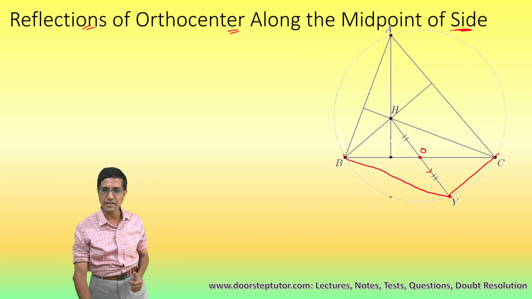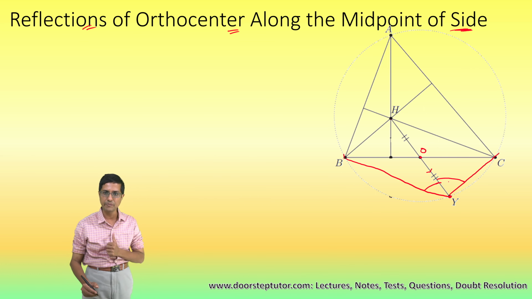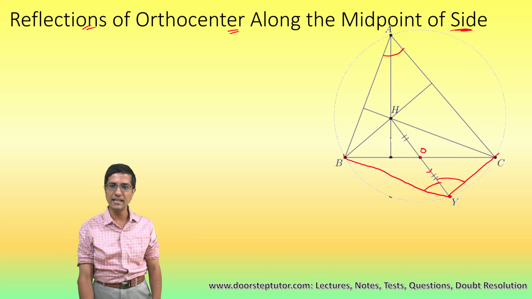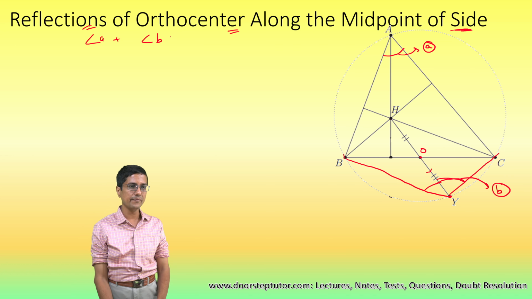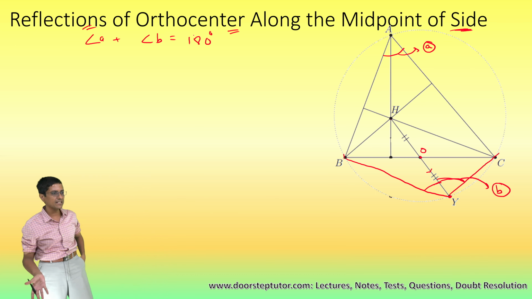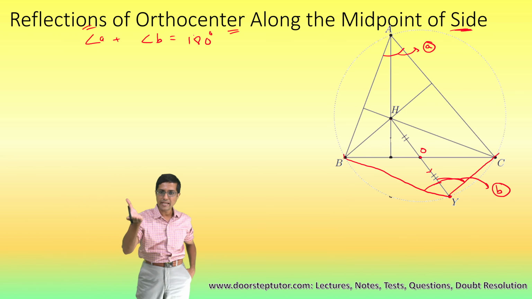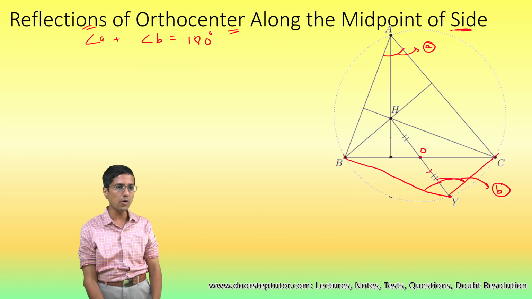Now, a quadrilateral is cyclic if and only if the sum of opposite angles is equal to 180 degrees. So which means that this angle, which I am calling angle A, and this entire angle, which I am calling angle B, this angle A plus angle B should be equal to 180 degrees. So if I prove this, I prove that the quadrilateral is cyclic, and in turn I prove that A, B, C and Y are on the same circle, which is the circumcircle. So how do I go about proving this?